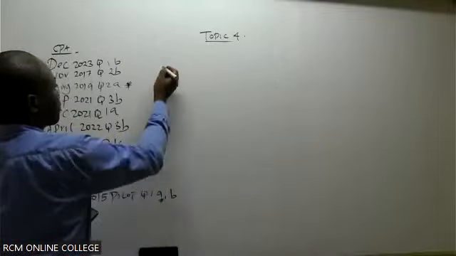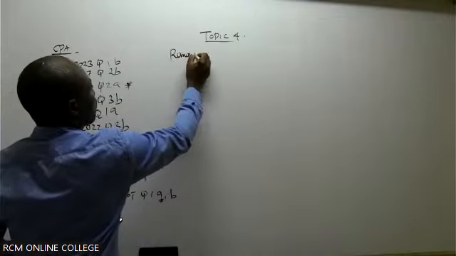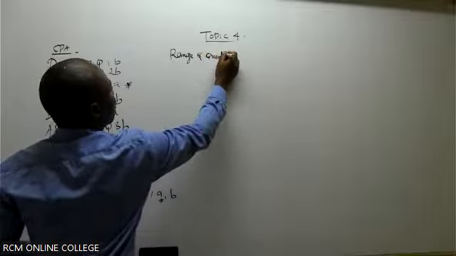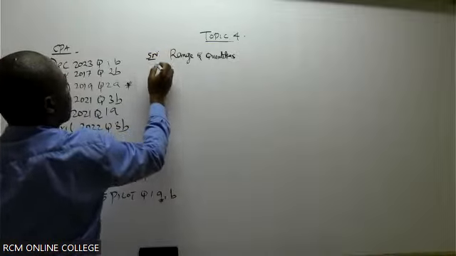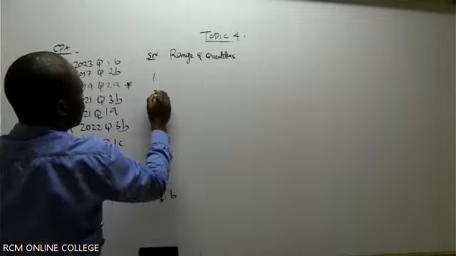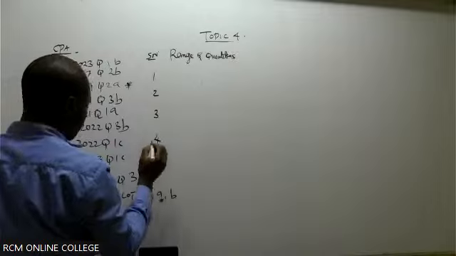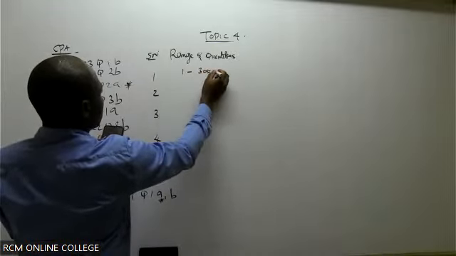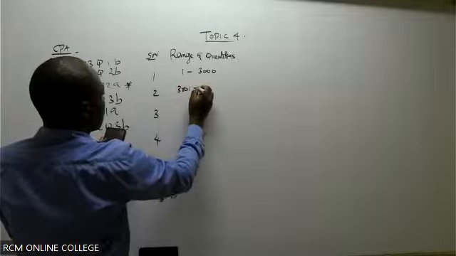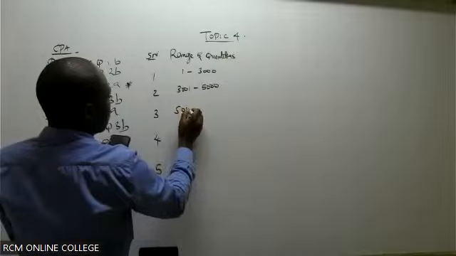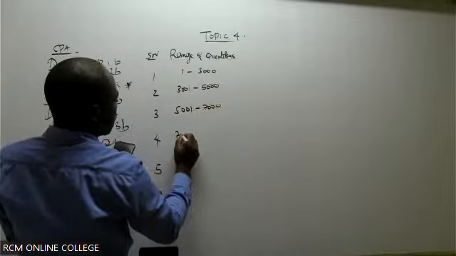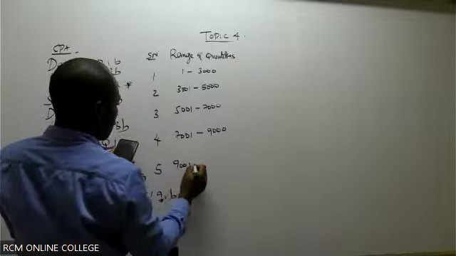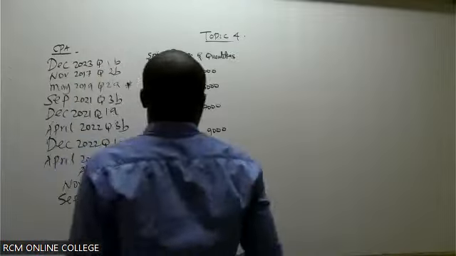So we have a range of quantities: 1 to 3,000, 3,001 to 5,000, 5,001 to 7,000, 7,001 to 9,000, and 9,001 to 10,000. That is what we have.